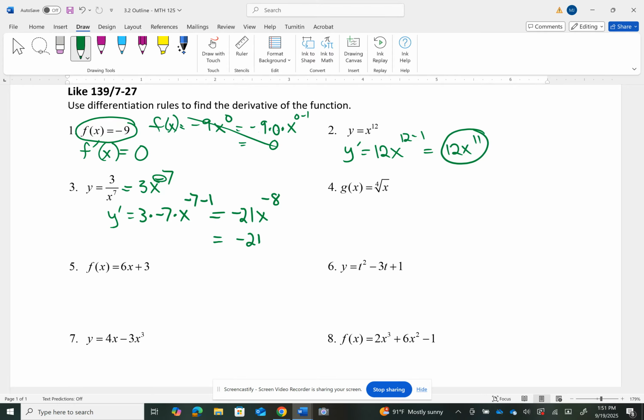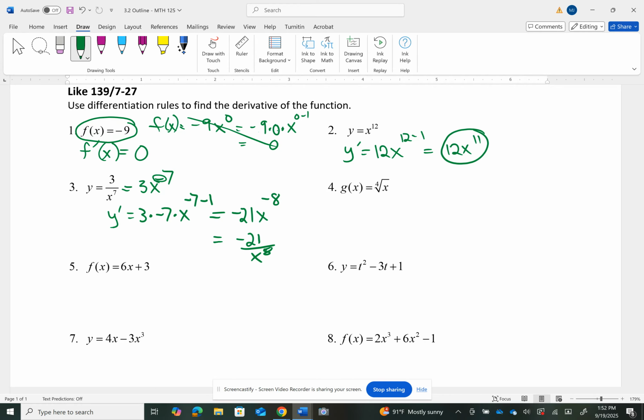and then you're not allowed to leave negative exponents ever. Well, I'll say most times. Sometimes a problem will start with a negative exponent, and in that rare case, it's okay to leave negatives. Okay, so your answer would be -21 over x to the 8th power.